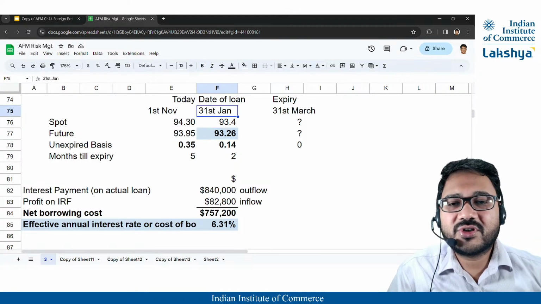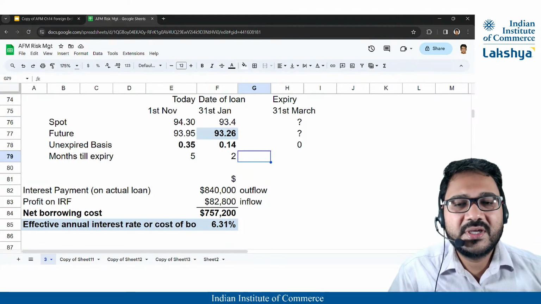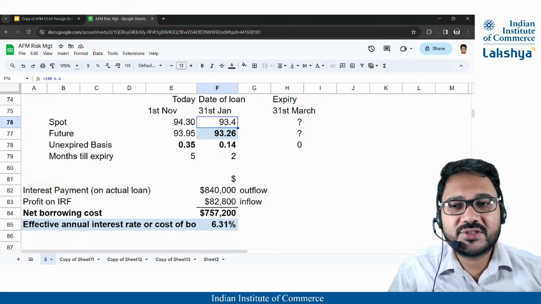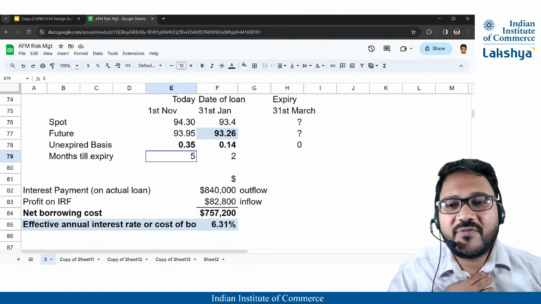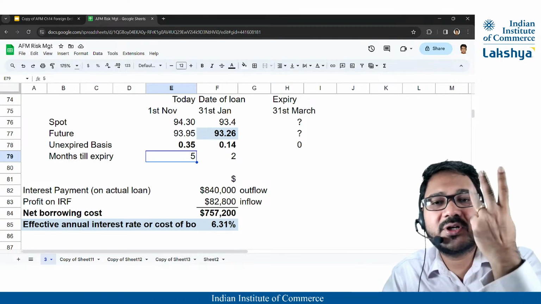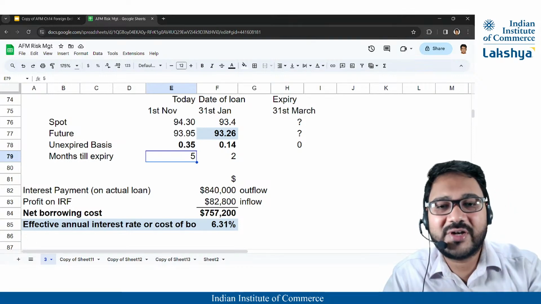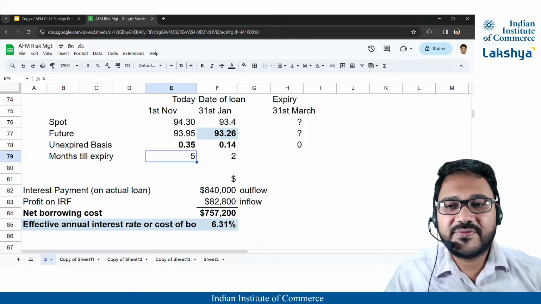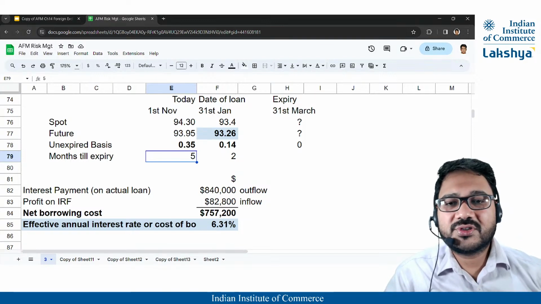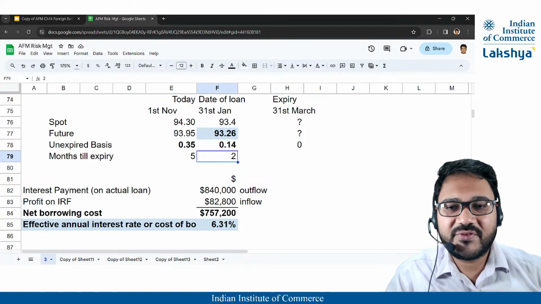Okay, so as on 31st of Jan, we have assumed that it will be 6.6%. So 100 minus 6.6 is the spot rate as on 31st Jan. For futures, now we know the unexpired basis for 5 months. So how many months are left for expiry? It's 1st of November today, so November the entire month, December, Jan, Feb, and March the entire month. So there are 5 months left for expiry. So you will say 5. As on 31st of Jan, there is Feb the entire month and March the entire month. So 2 months are left for expiry.